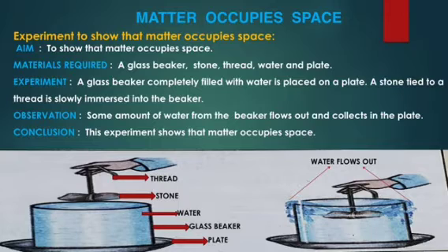Now what happens? Observation: some amount of water from the beaker flows out and collects in the plate. In the second picture, you can see as soon as the stone tied to a thread is put inside the beaker with water, some amount of water starts flowing out of the beaker and it collects in the plate.